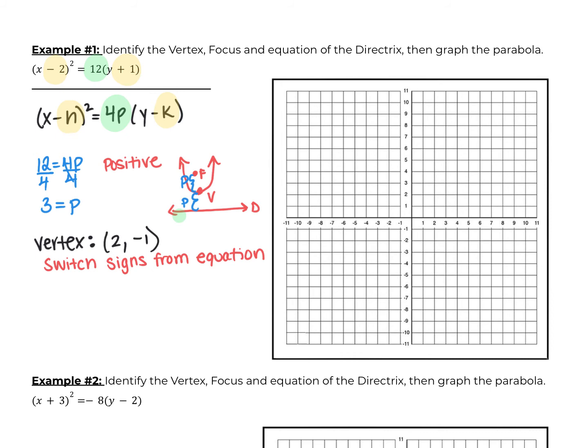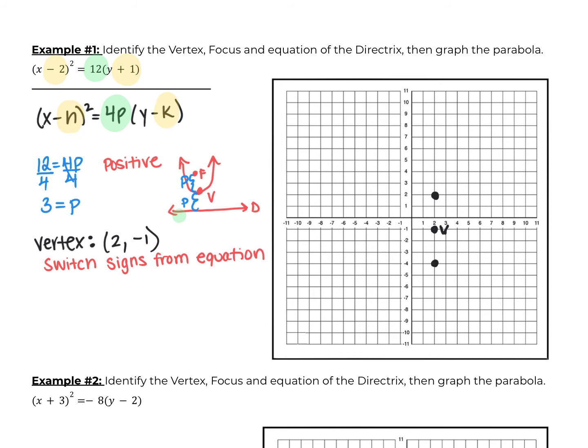So now we're ready to graph so that we can find our focus and our directrix. So I'm going to first start by graphing the vertex. The vertex is at (2, -1). So I'm going to go ahead and plot that point and put a V for vertex. Now we know that from the vertex, the focus is p units above, and we know that the directrix is p units below. So since p is 3, we're going to go up 3 and put a dot. And then we're going to go down 3 and put a dot.